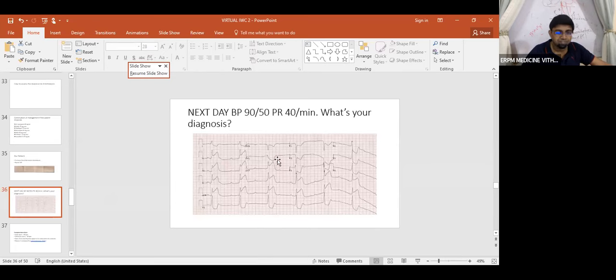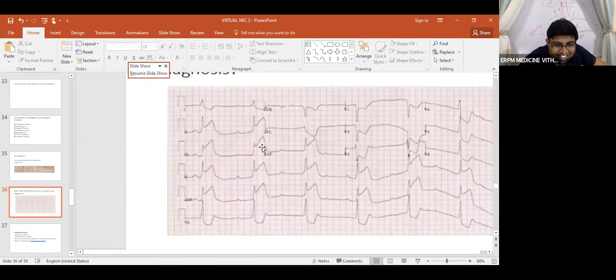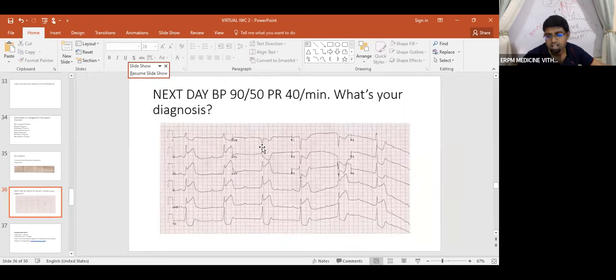Right, look here. Now, next day, look at the blood pressure, 90 by 50. Look at the pulse rate, 40. What does he develop? Heart block.